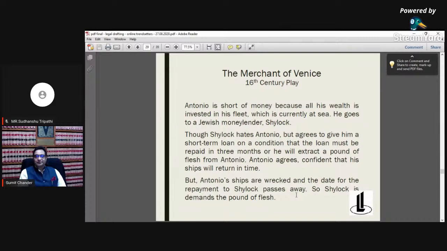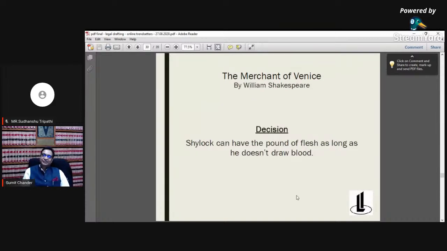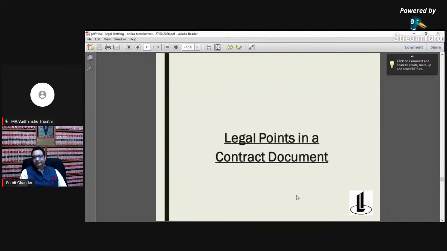Next slide, please. The decision is Shylock can have the pound of flesh as long as he doesn't draw blood. So see, bad contract drafting saved him here, but definitely keep in mind that your drafting should be very, very specific. So with this, let me come to some important legal points that should be there in a contract drafting. Next.